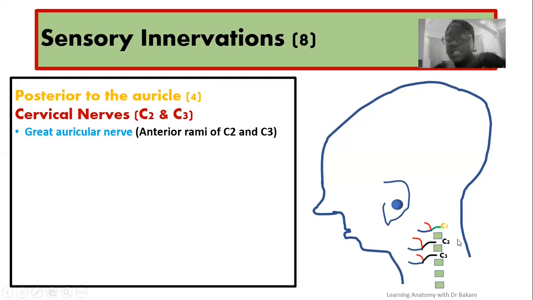So the great auricular nerve will emerge from the anterior rami of C2 and C3. So this is the anterior ramus of the 2nd cervical spinal nerve, and this is the anterior ramus of the 3rd cervical spinal nerve.